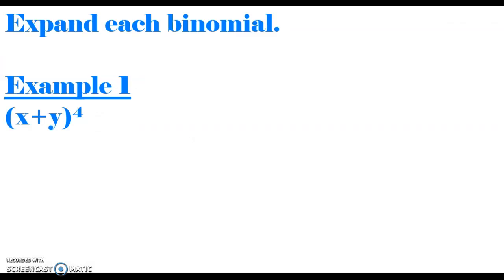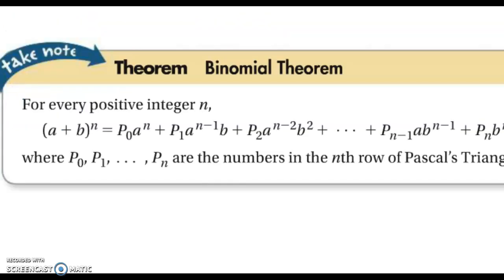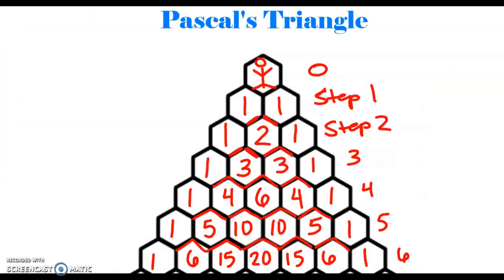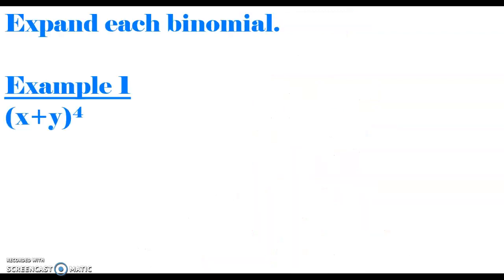So what happens here? If I want to do (x + y), my bad, to the power of 4, and I don't want to take the time to multiply it out, I could go to step 4 on my Pascal's triangle, right? So step 4 tells me that the coefficients are going to be 1, 4, 6, 4, 1, right? So they're going to go 1, 4, 6, 4, 1.